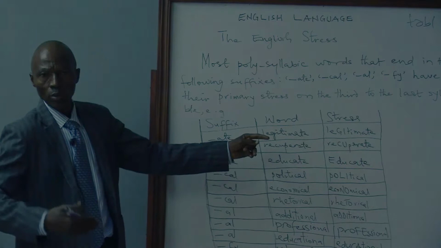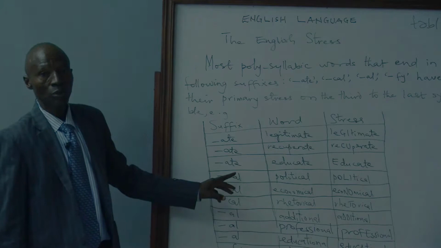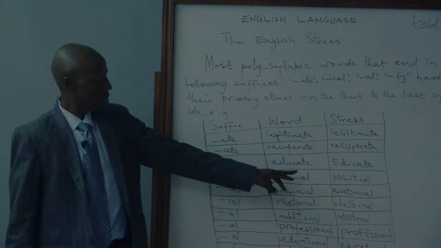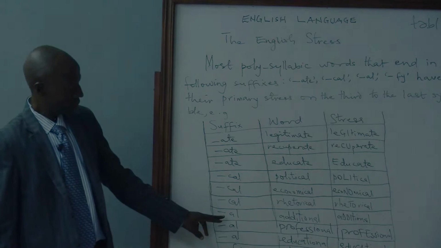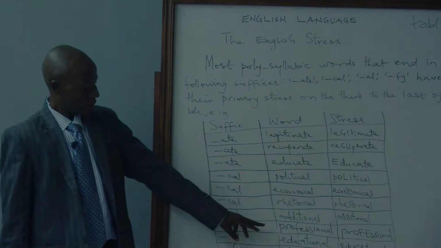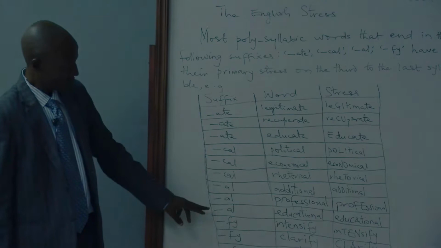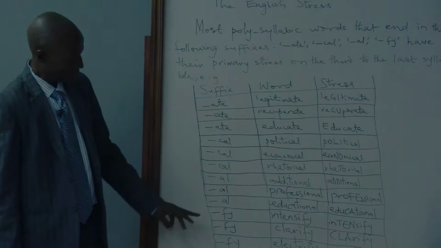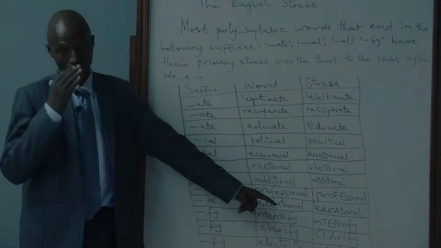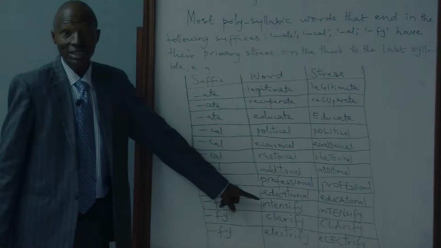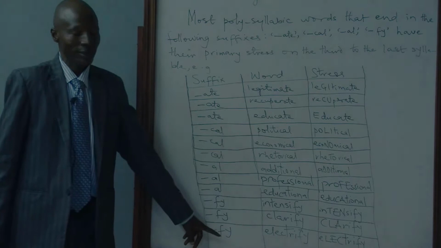We want to look at CAL words, most polysyllabic words ending in CAL. Political. Li is stressed. Rhetorical. To is stressed. Now we are on AL. Additional. Di is stressed. Professional. Fe is stressed. Educational. Ca is stressed. Now we are on FY. Clarify. Cla is stressed. You know that one has just only three syllables, so it's the first one. Clarify. Okay, sorry. Intensify. Ten is stressed. Electrify. Lec is stressed. And so on and so forth.